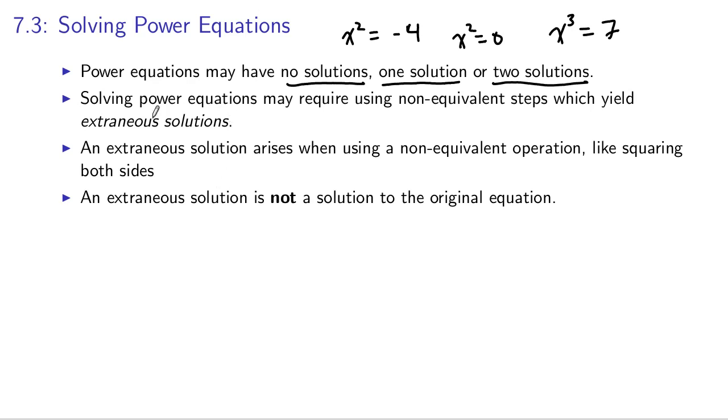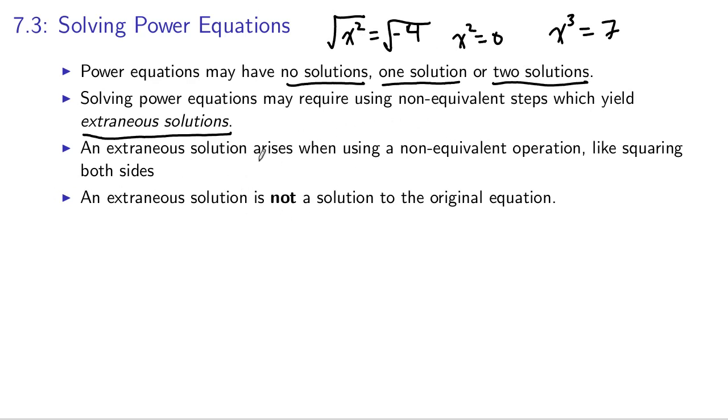Now, also, we haven't seen this yet, but solving power equations, we may use non-equivalent steps which yield extraneous solutions. An extraneous solution happens when using a non-equivalent operation like squaring both sides. So to solve this equation, we were square rooting both sides.